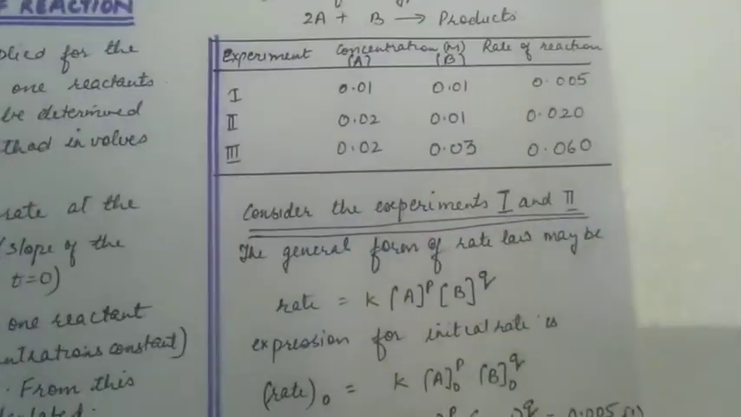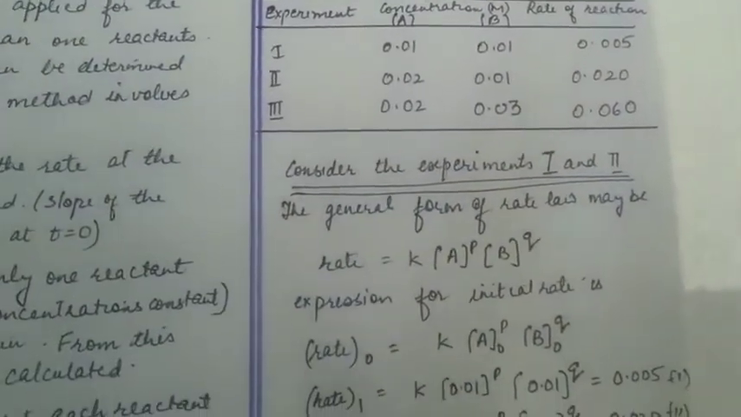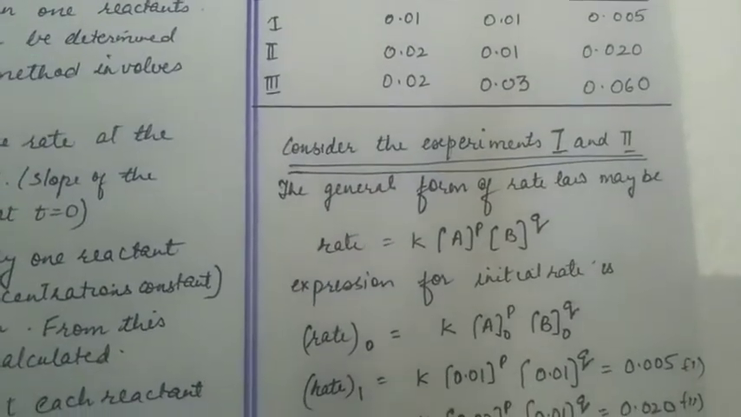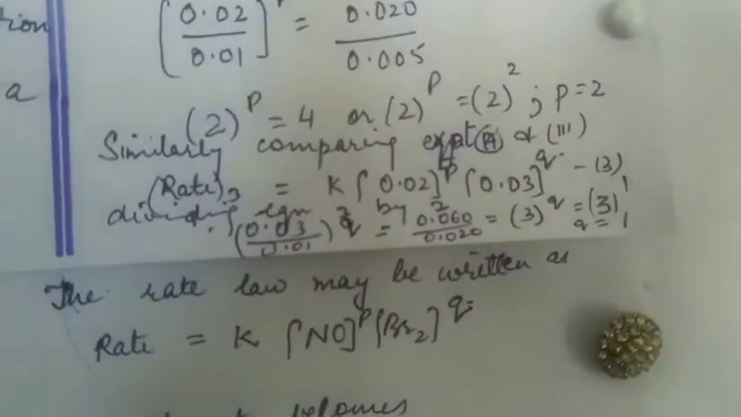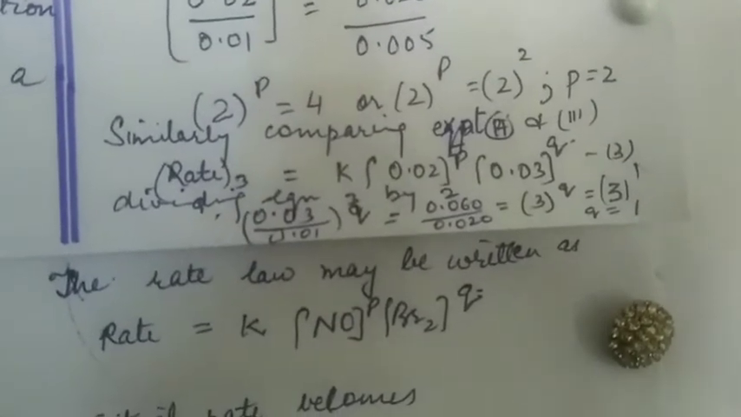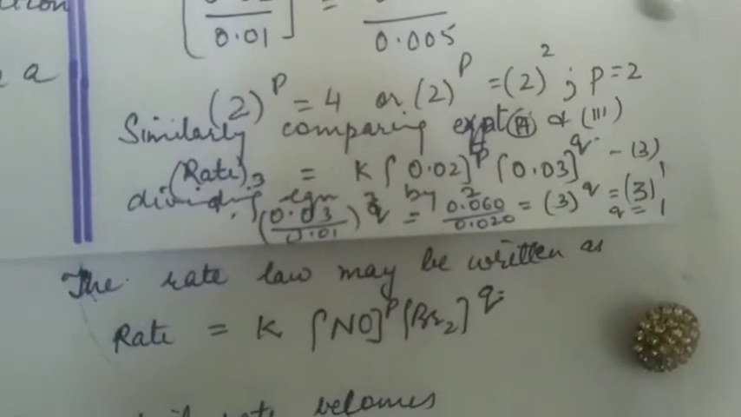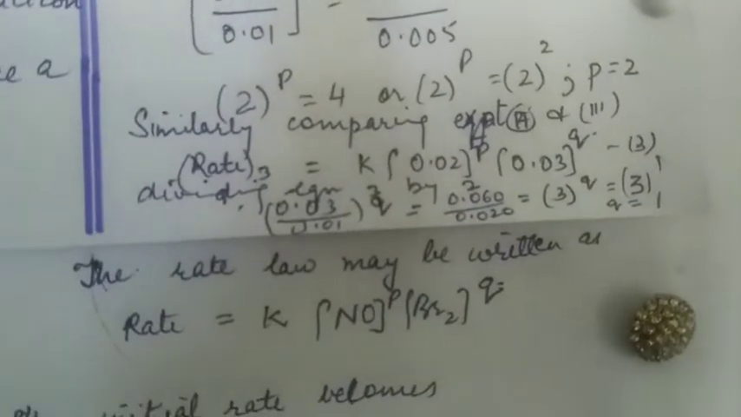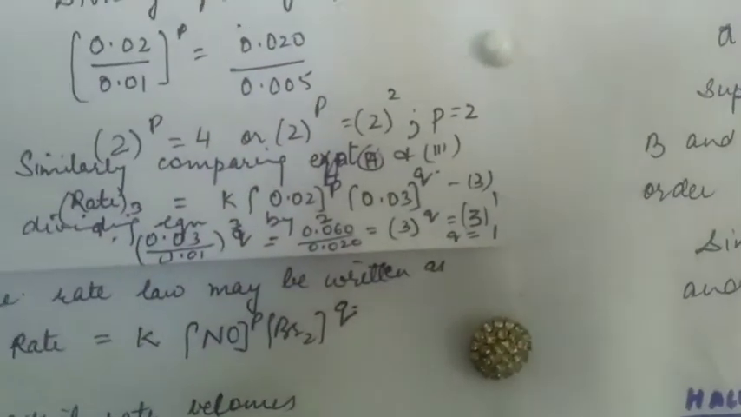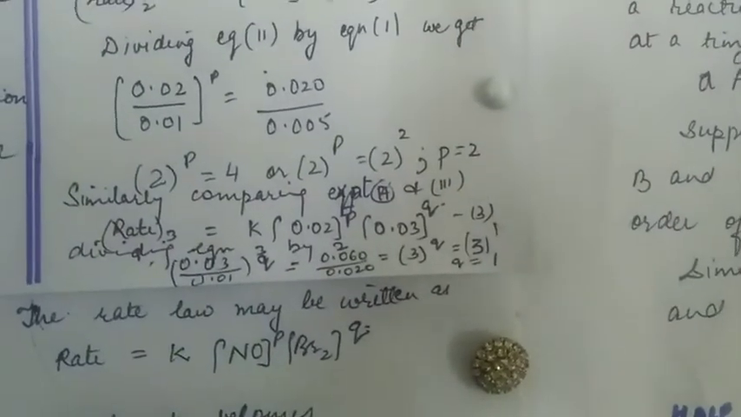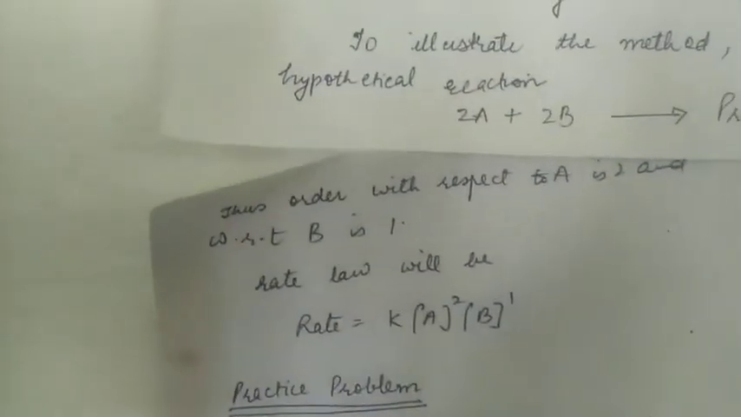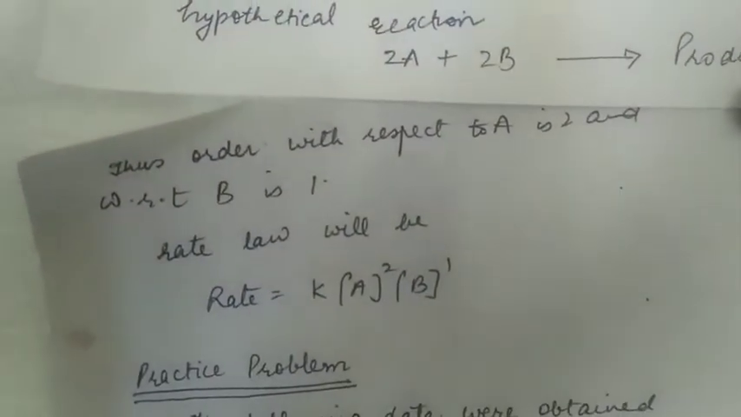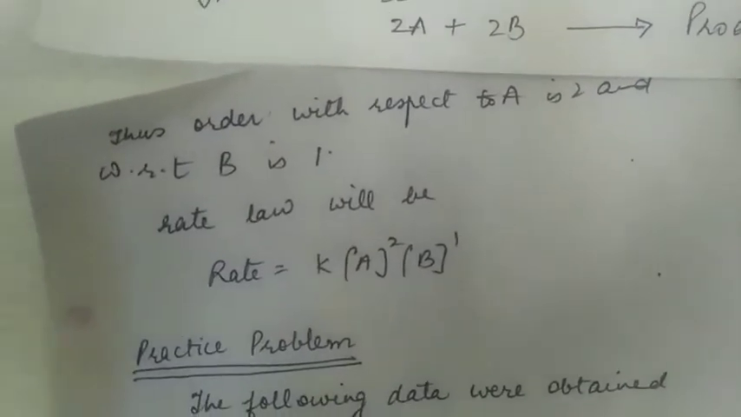Similarly, we will determine the rate equation for third experiment and divide the third rate equation with the second one. So we get (0.03 upon 0.01) raised to power Q is equal to 0.060 upon 0.020. So solving, we get 3 raised to power Q is equal to 3 raised to power 1. So Q is equal to 1. Thus, order with respect to A is 2 and with respect to B is 1.